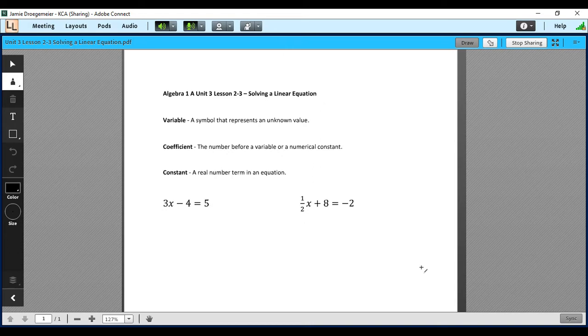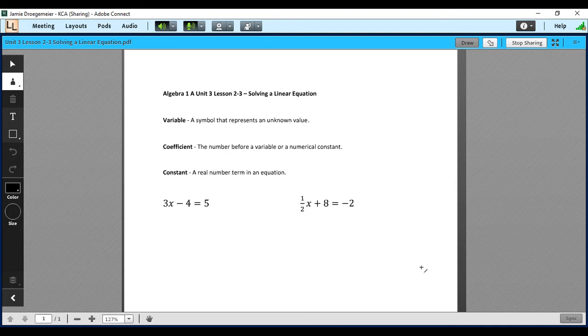Today we're in Unit 3 looking at lessons 2 and 3, which is about solving linear equations. And we're going to start with a few vocabulary terms that we talked about in the previous unit. So we talked about variables, coefficients, and constants. Remember, a variable is representing an unknown value for us. Coefficient's going to be the number that's before that variable or a constant. And then a constant is a real number term that's in our equation.